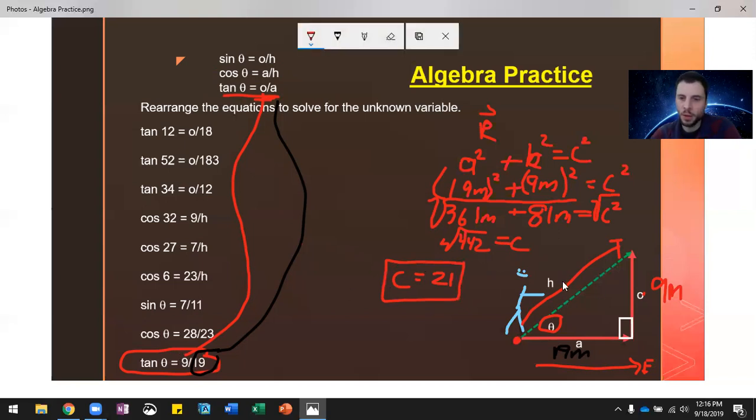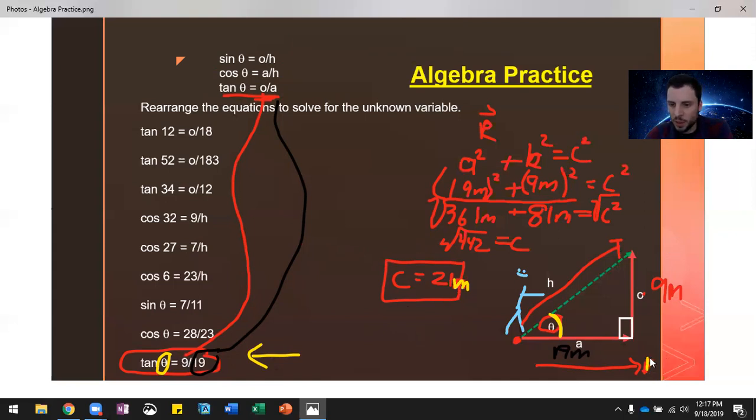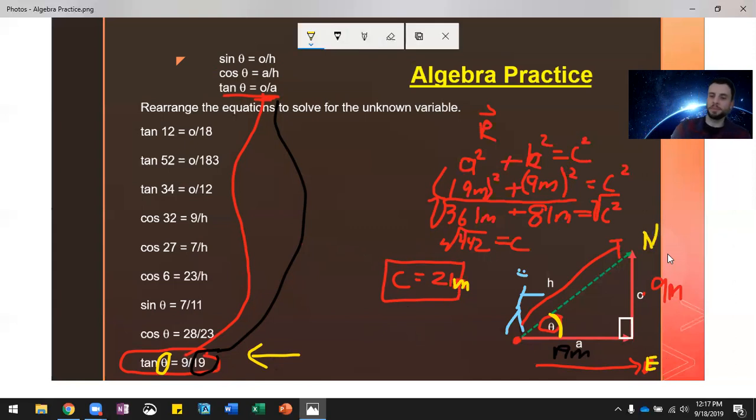It's 21 meters. Sorry, we need to have our units there. It's really important. So make sure that you are putting your units down. 21 meters. But that's not what we were asked to solve for. We were asked to solve for theta. So can we go ahead and solve for theta? Yes, we can solve for the direction that he traveled. He traveled east, and he traveled north, and so he traveled northeast. But we want to figure out just exactly how much he traveled northeast. We want to be very accurate.